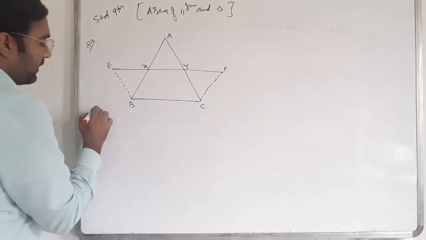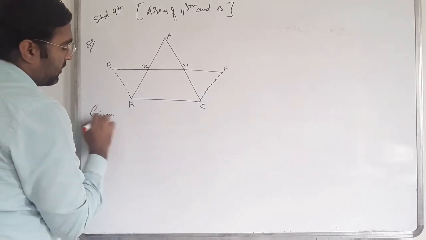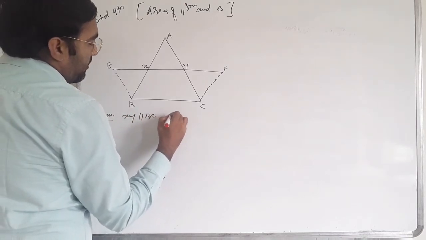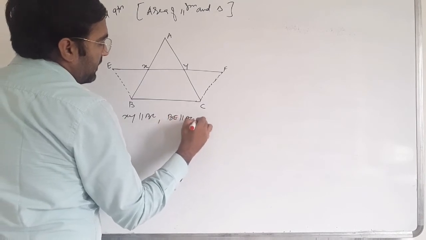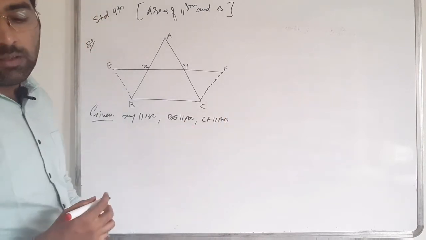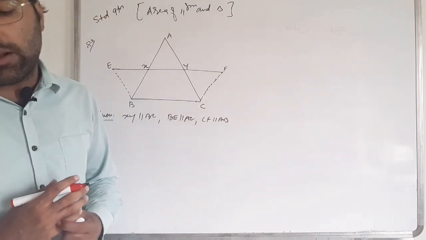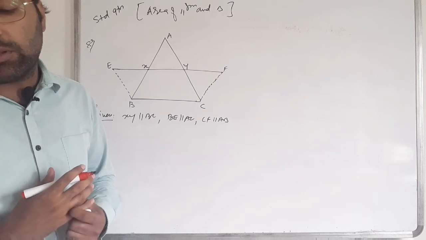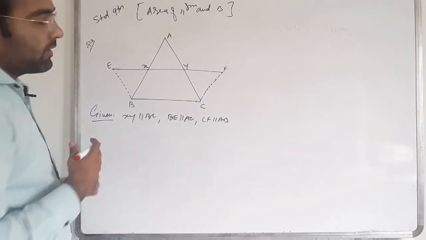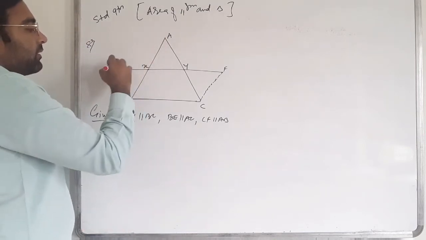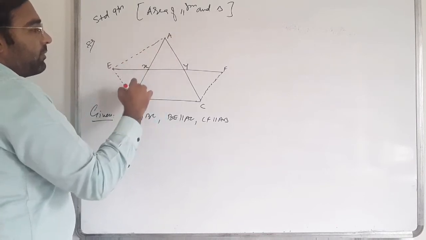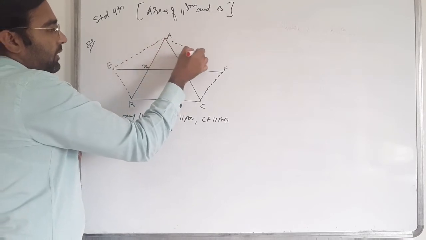So I'll write the things that are in the given. XY is parallel to BC, BE is parallel to AC, CF is parallel to AB, meeting XY at E and F respectively. Show that area of ABE equals area of ACF. Area of ABE, this triangle, is equal to the area of ACF.